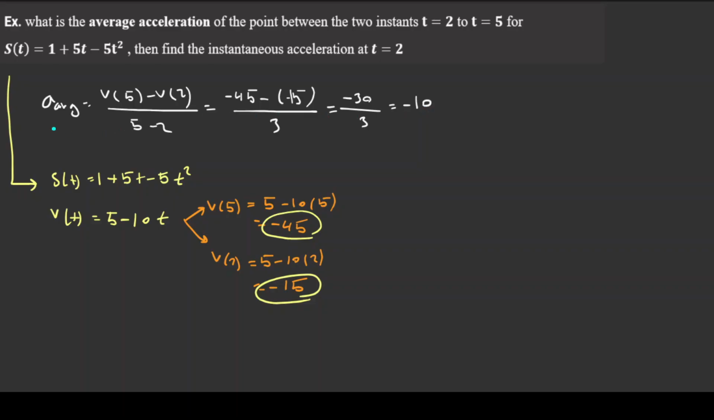Because it's acceleration, A average, it's going to be meter per second squared, because it's dv over dt, and v is meter per second and dt is second, so meter per second per second is going to be meter per second squared. That is the average acceleration.